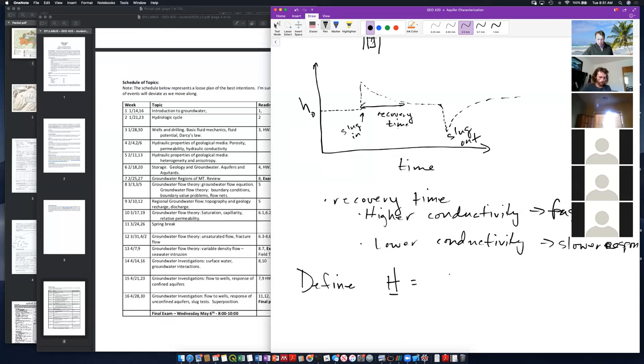And that is the drawdown at some time over the initial drawdown. All right, so this is H naught minus HT.